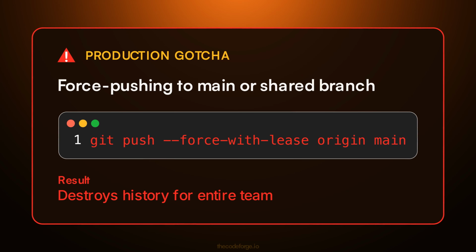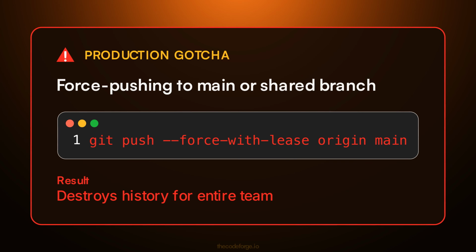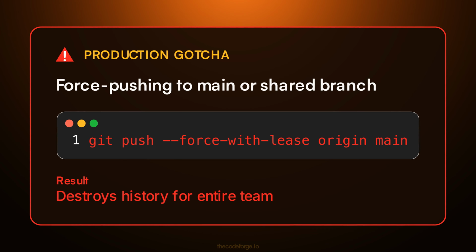Force-pushing to a shared branch like main is dangerous. Even force-with-lease can fail if your local ref is stale. Always use branch protection rules to disallow force-pushes to main and only force-push to personal feature branches.